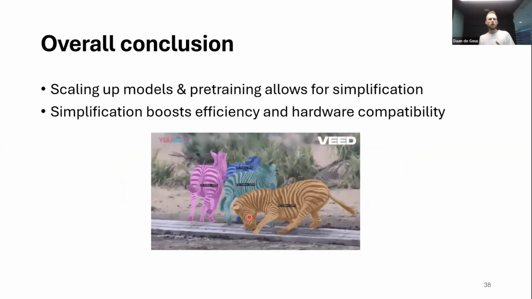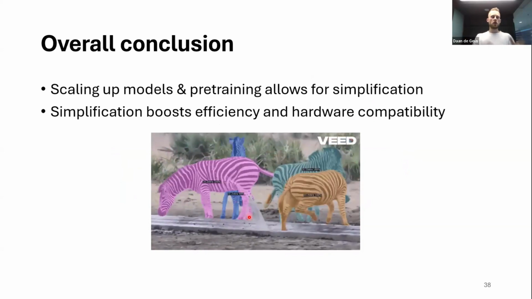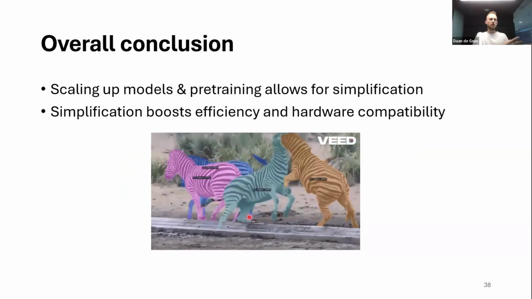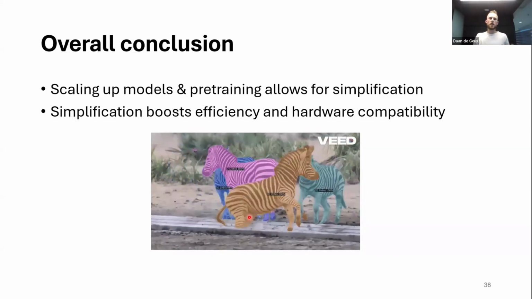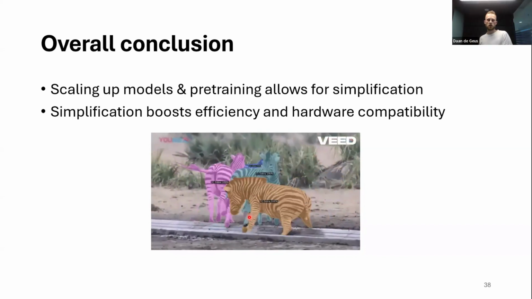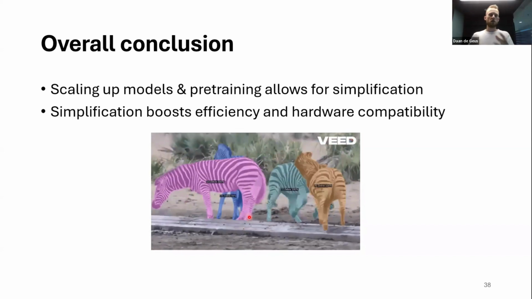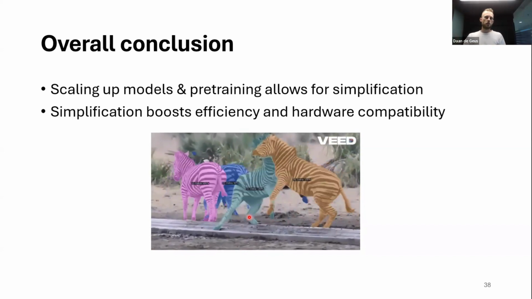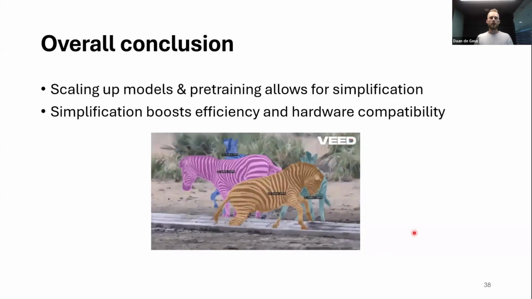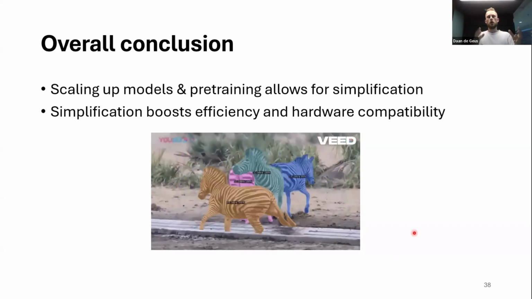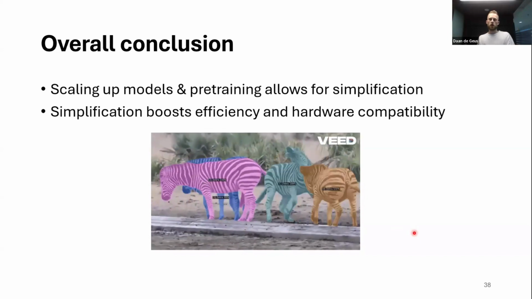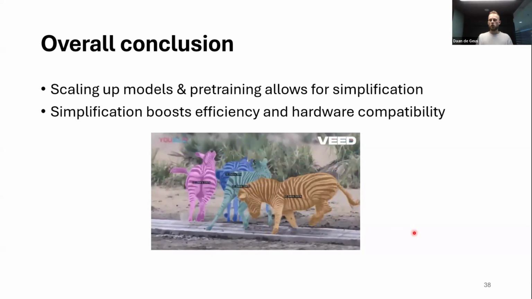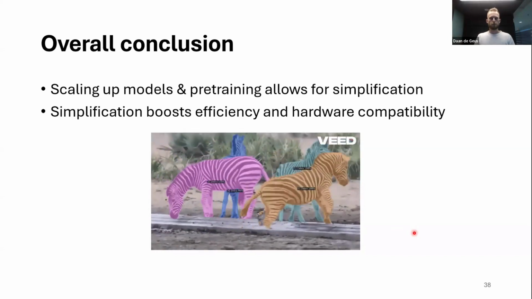Overall, what we can conclude, both from EoMT and now from the video extension of it, is that scaling up models, and particularly the encoder and the pre-training of this encoder, allows us to simplify the rest of the model, because the inductive biases that you may want to add with components on top of the encoder simply become redundant or unnecessary. This simplification really boosts efficiency and hardware compatibility, because you only have transformer operations, for instance, for which a lot of hardware and software is optimized much better.